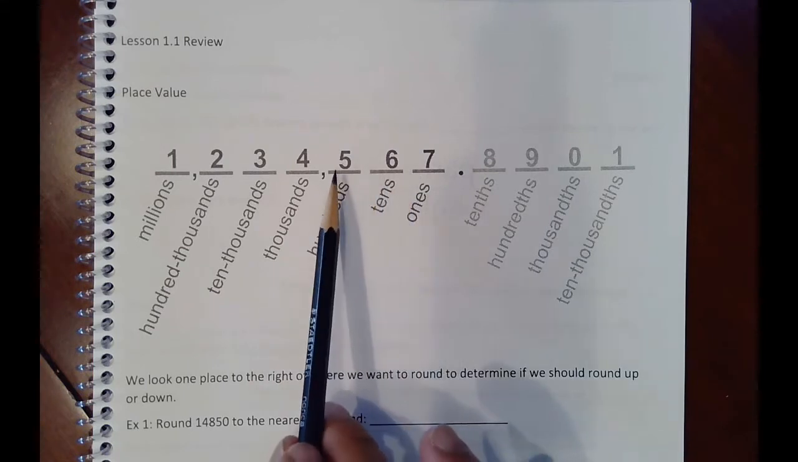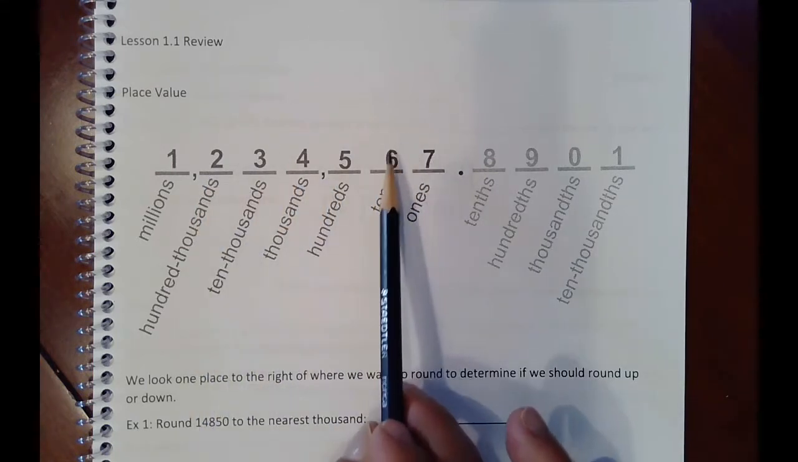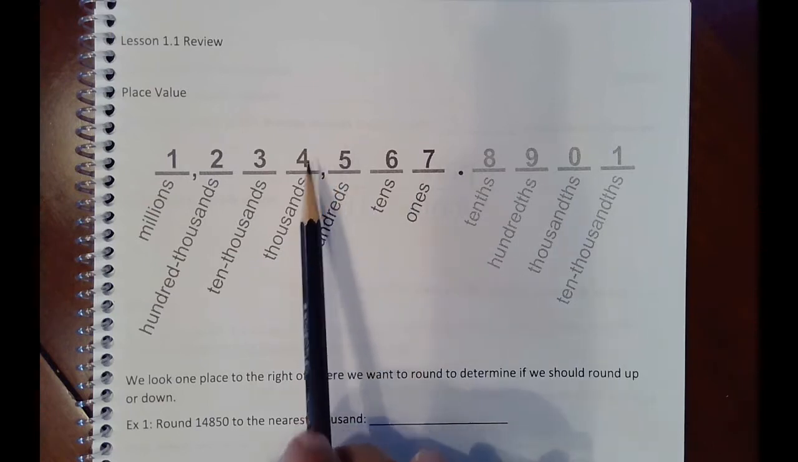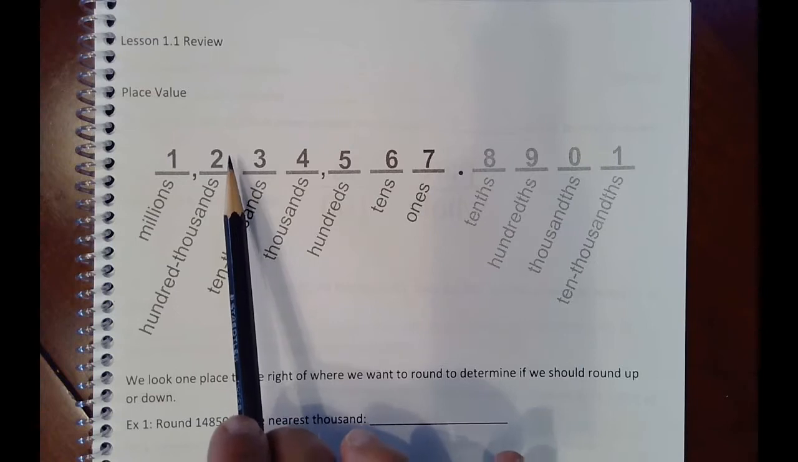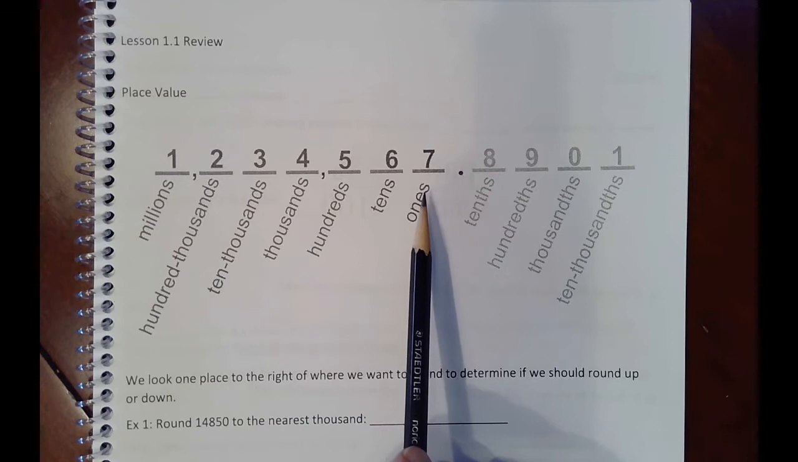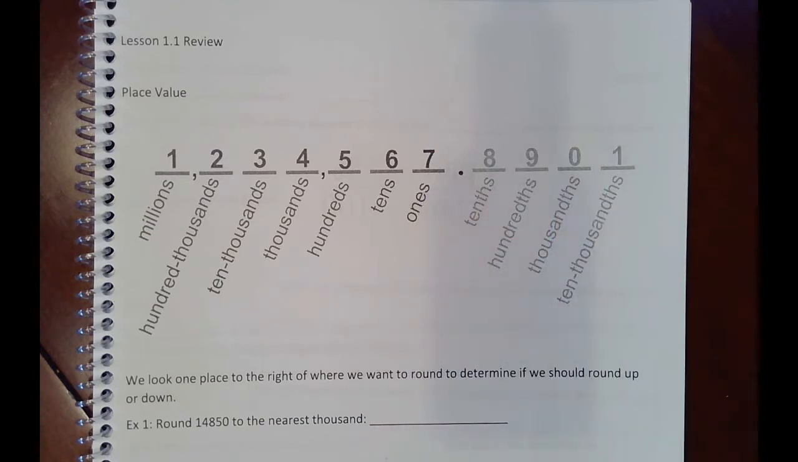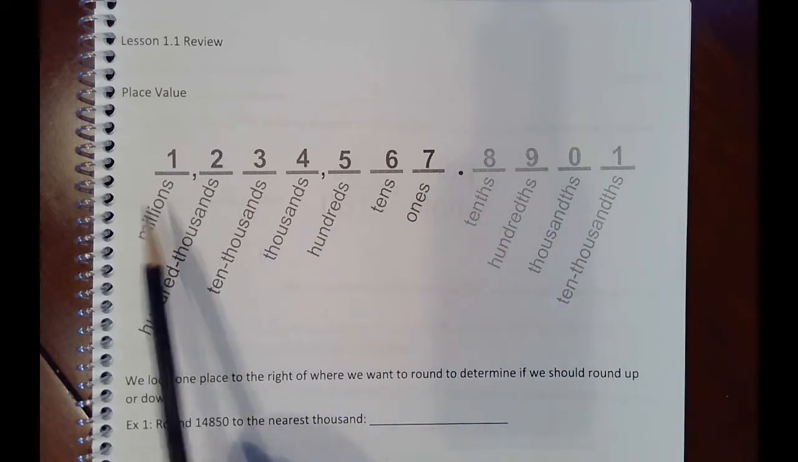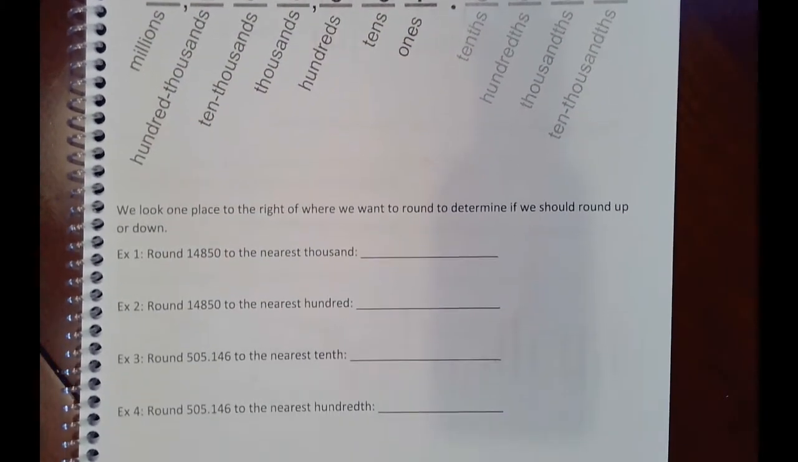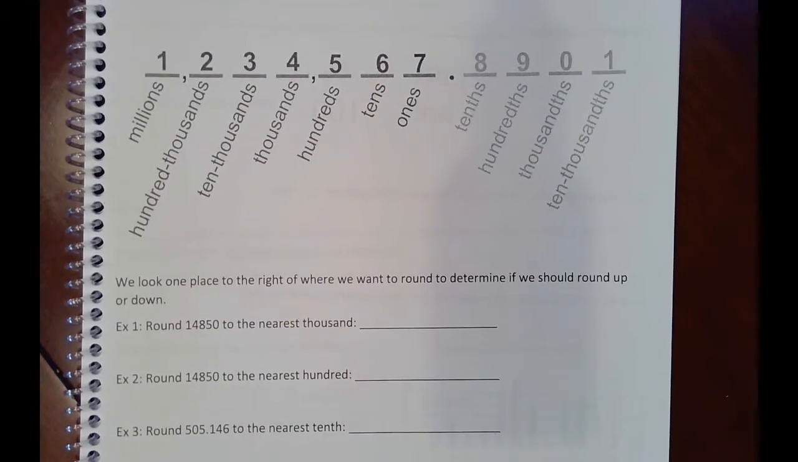The places to the left of the decimal: this number is in the ones place, this number is in the tens place, this is the hundreds place, this is the thousands place, then 10,000s, the 100,000s, and the millions. None of these end in THS. So everything to the right of the decimal ends in THS, and all of these do not. Okay, so let's go through some examples where we're going to apply what's on this table. We'll be looking at the table as we do these first few.